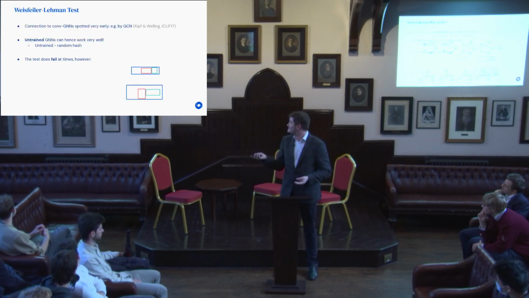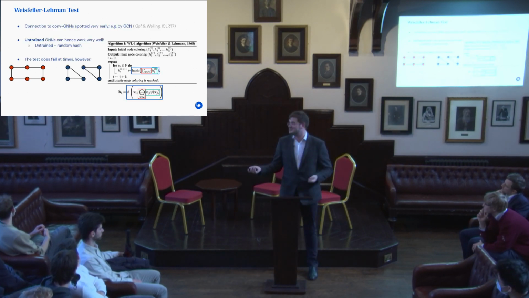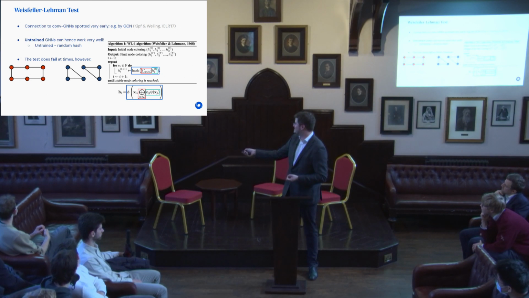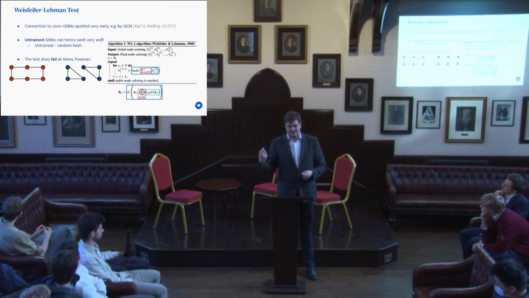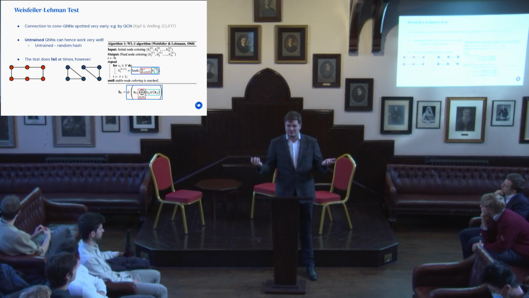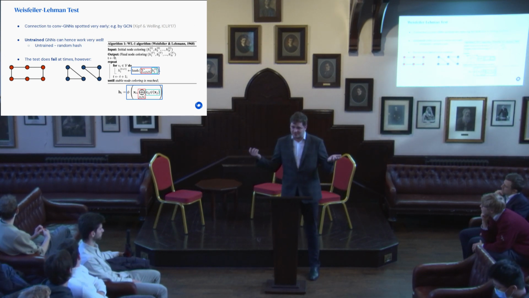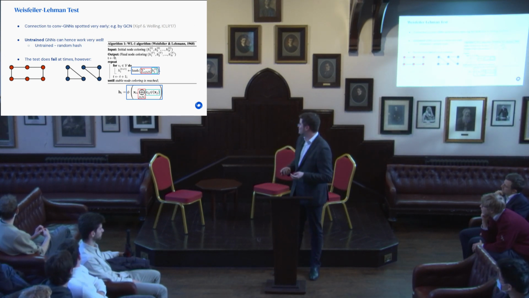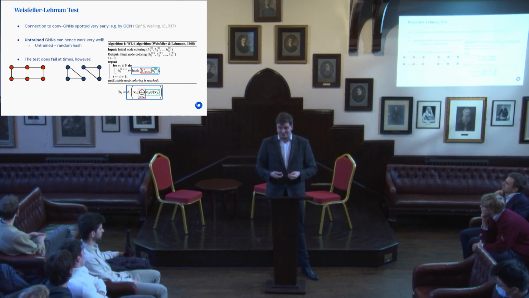Obviously, there are many cases that this test cannot distinguish. One very common example is it's really terrible at detecting cycles. So if I give you a 6 cycle and 2 disconnected triangles, the Weisfeiler test has no way of saying whether these 2 are different. It says they're possibly isomorphic. So, okay, there are some clear failure cases and they seem fairly straightforward.